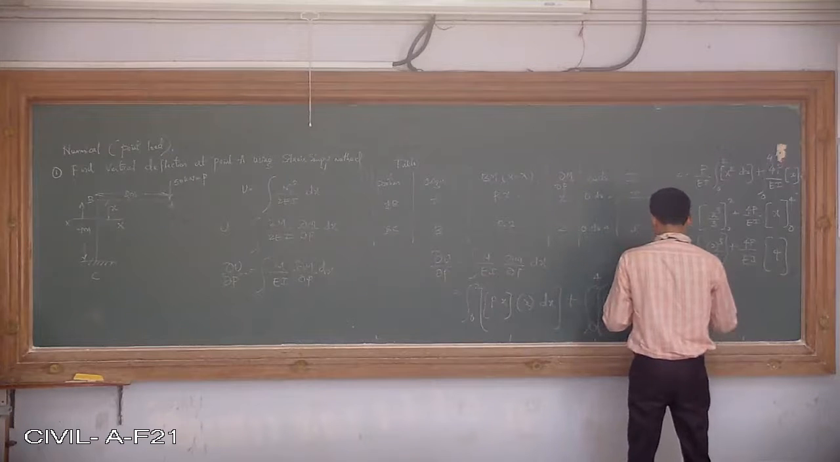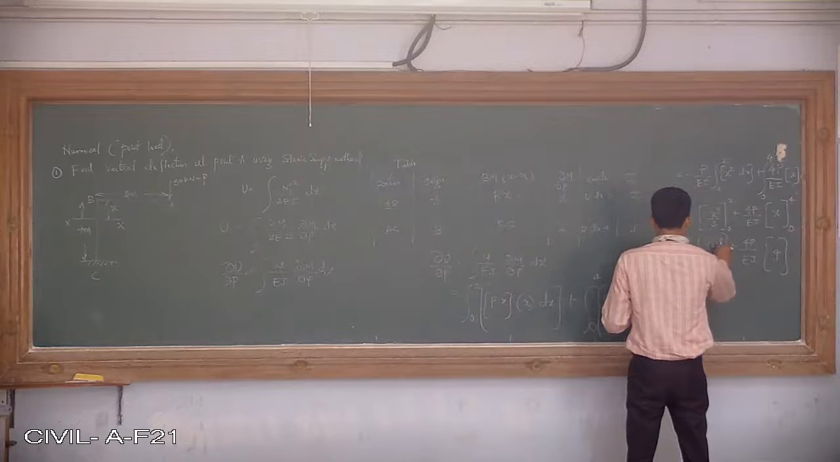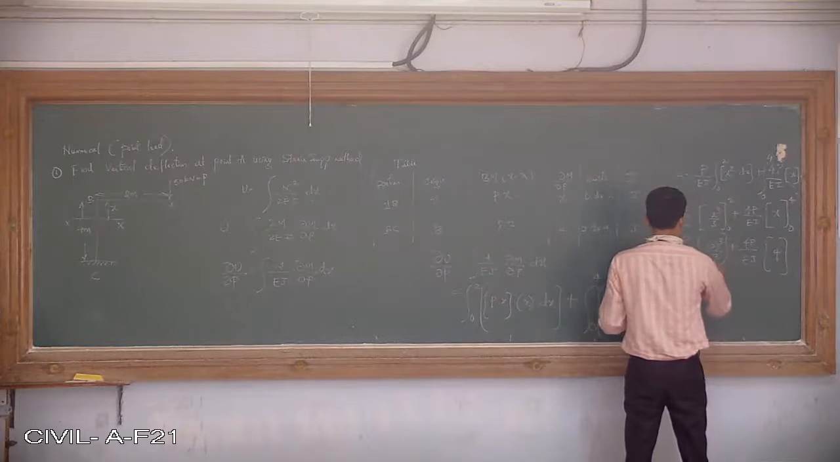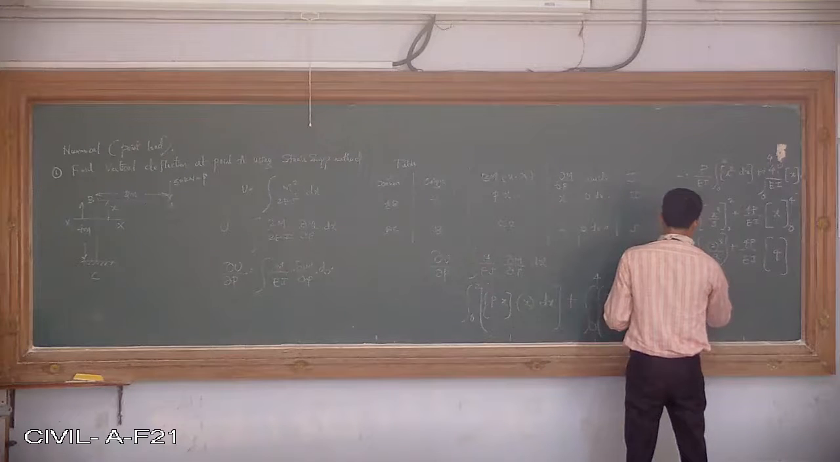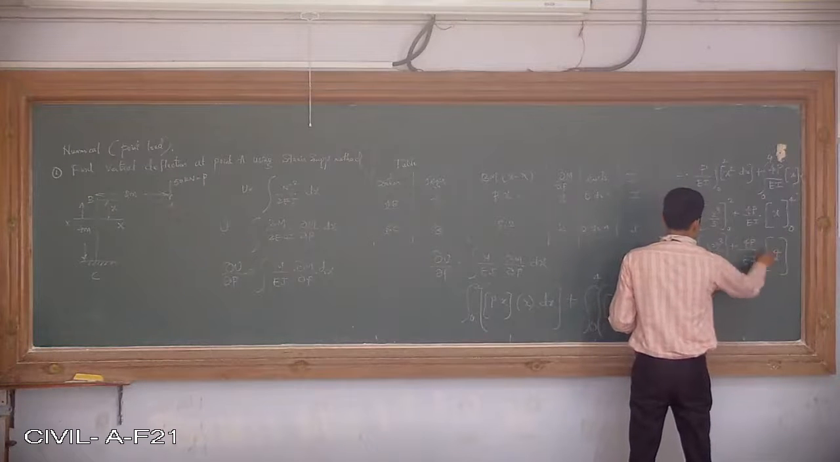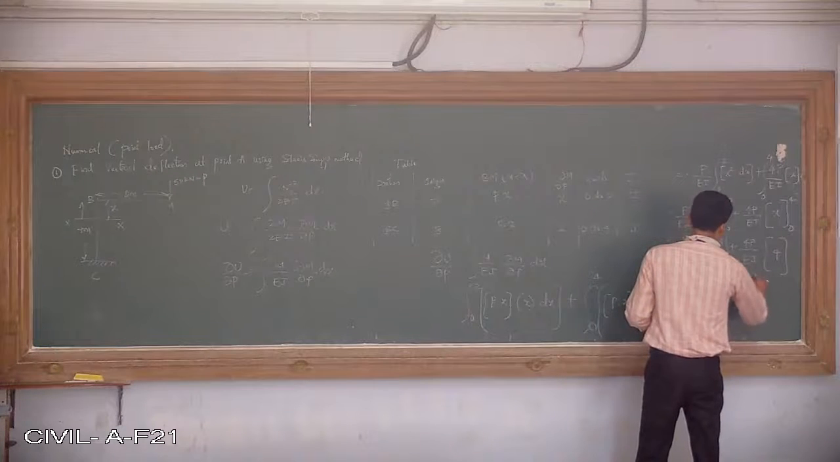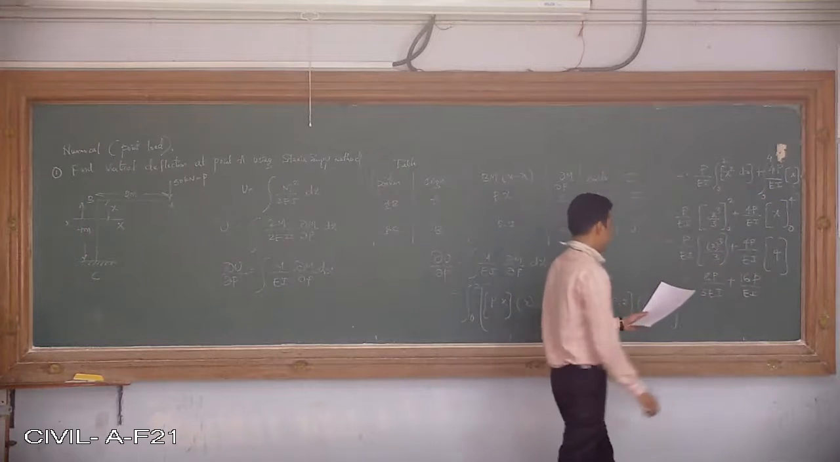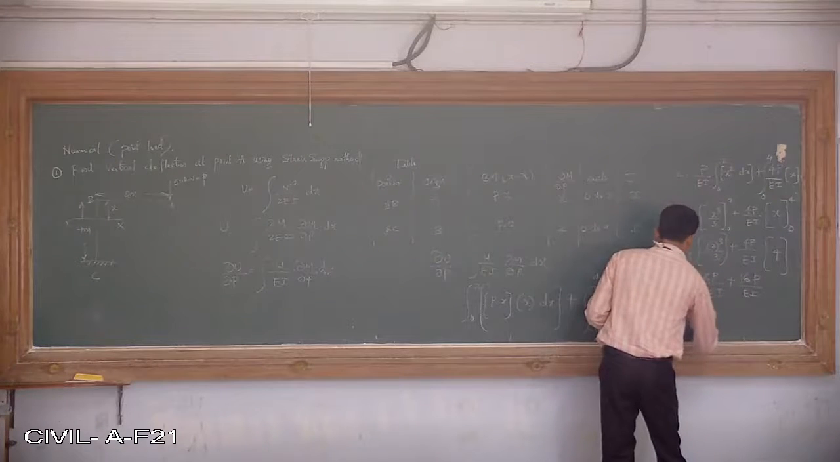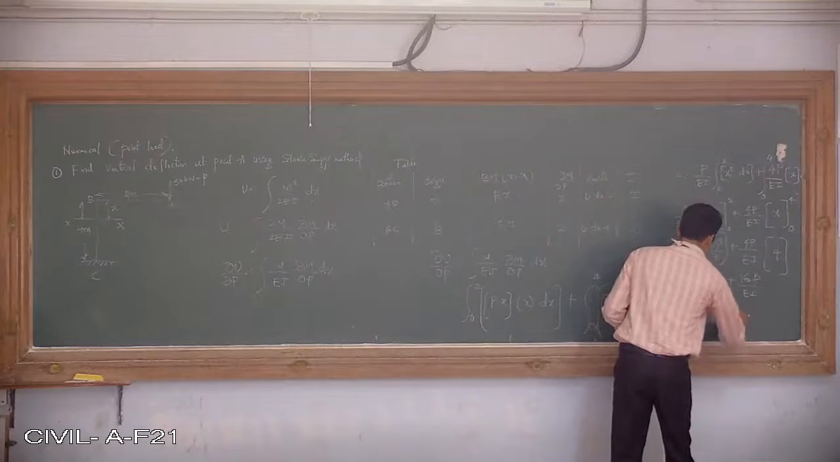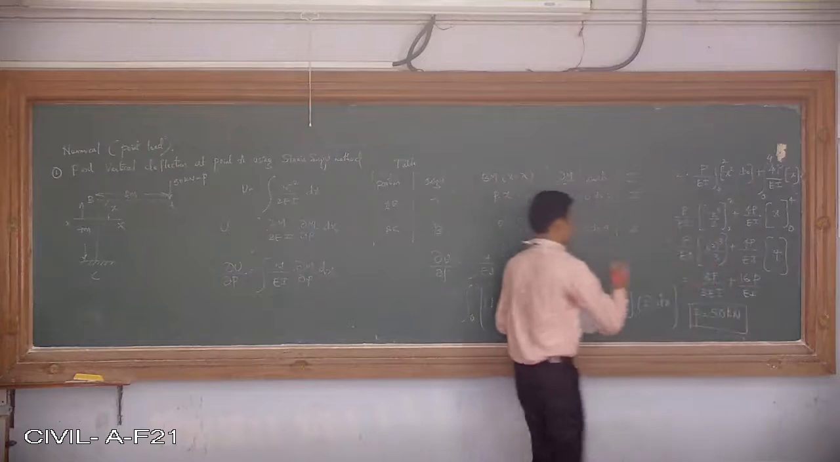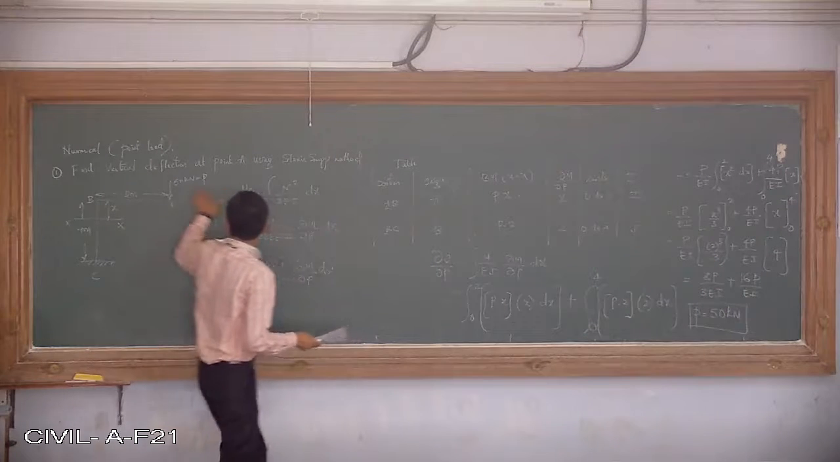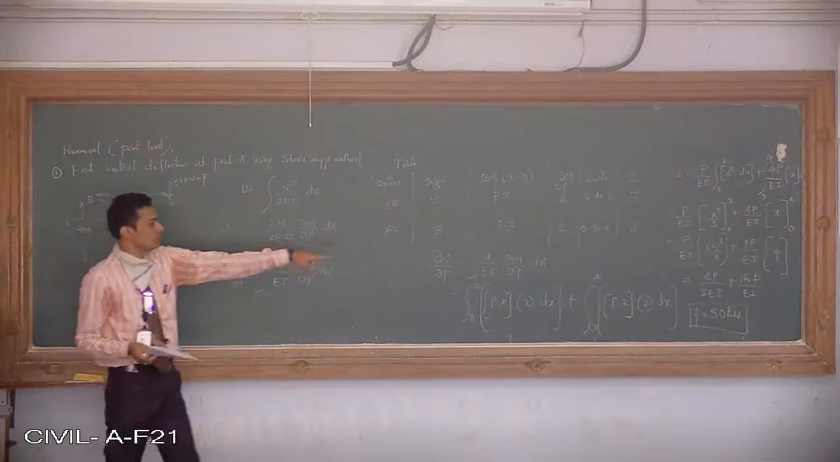Okay, we have 2 cube, go to the 8P by 3 EI plus 4 for the 16P by EI. Okay, so replace P is equal to 50 kilonewton at this stage now. Okay, so P is 50, now replace P is equal to 50 at this stage.